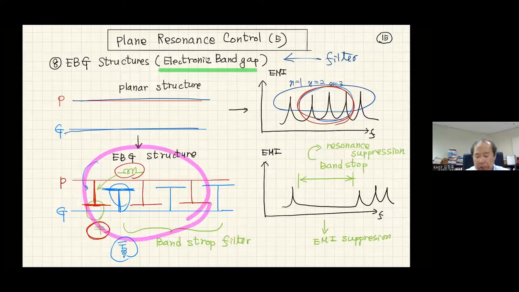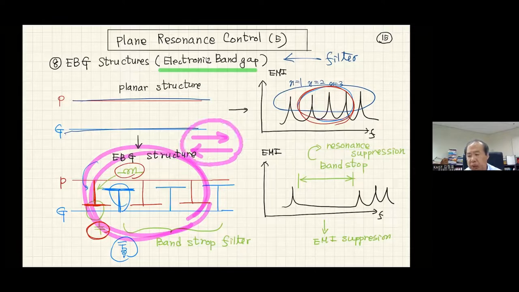you remember that in order to have standing waves and resonances, we need to have a traveling wave in the G direction. And also we need to have a traveling wave in the minus G direction. They are interfering with each other and they are creating the standing wave and resonances. If you have this kind of structure, at certain frequencies, this wave cannot travel in the G direction and minus G direction. This is the same as the semiconductor theory.